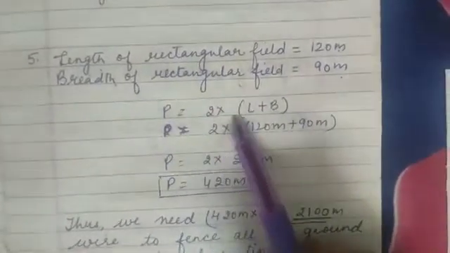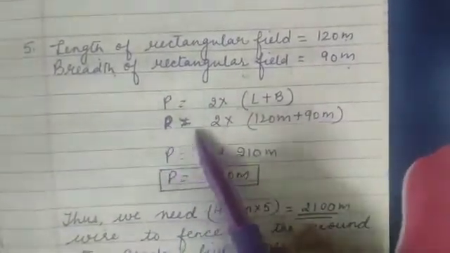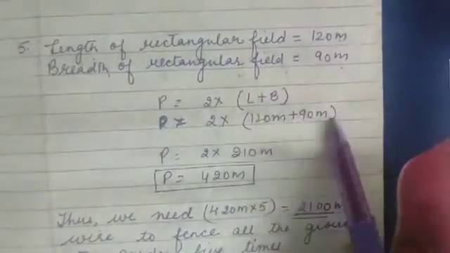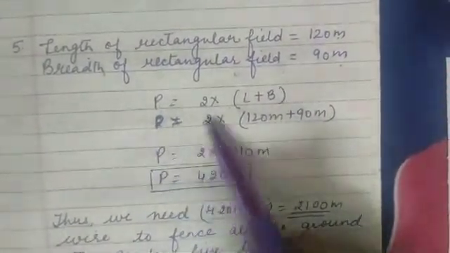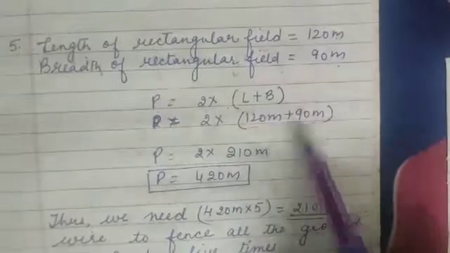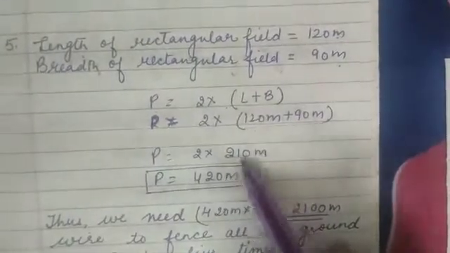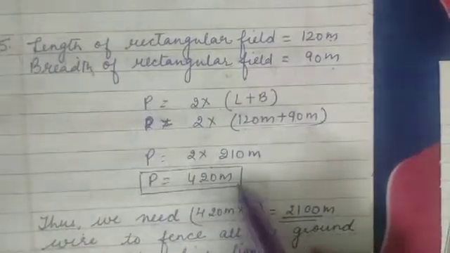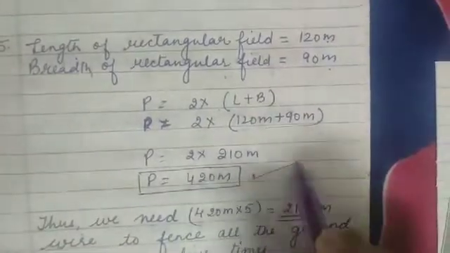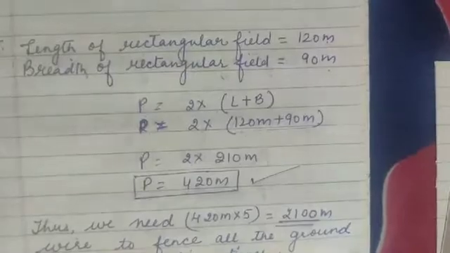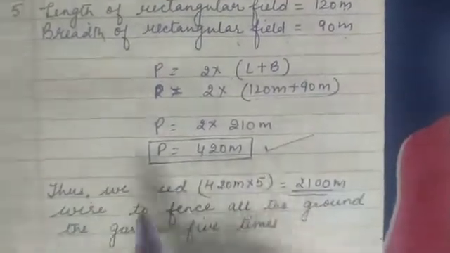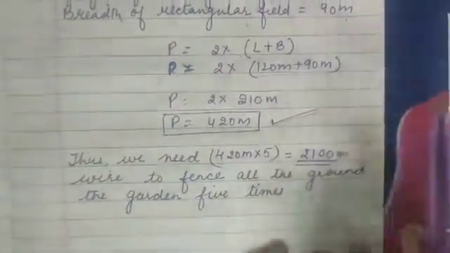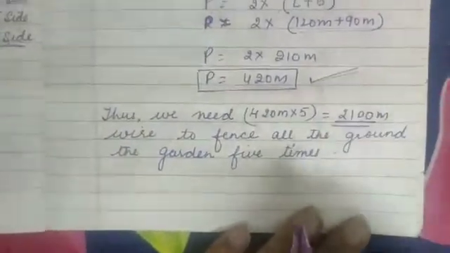Perimeter is equal to 2 multiply length plus breadth. Perimeter is equal to 2 multiply, add length and breadth, that is 210 meter. When you multiply 210 by 2, that is 420 meter. This is the perimeter of the rectangular field, or rectangular garden. Now we have to fence that garden 5 times.